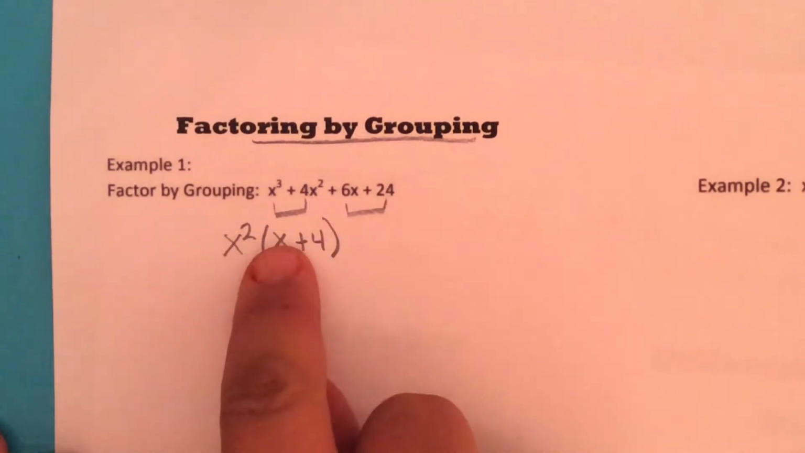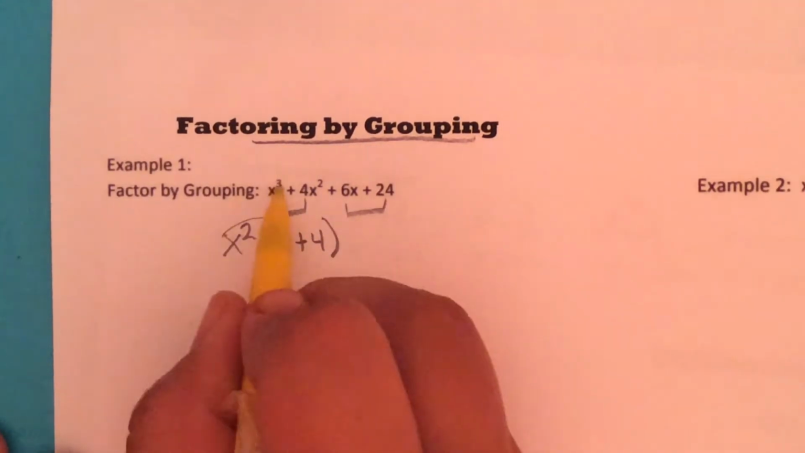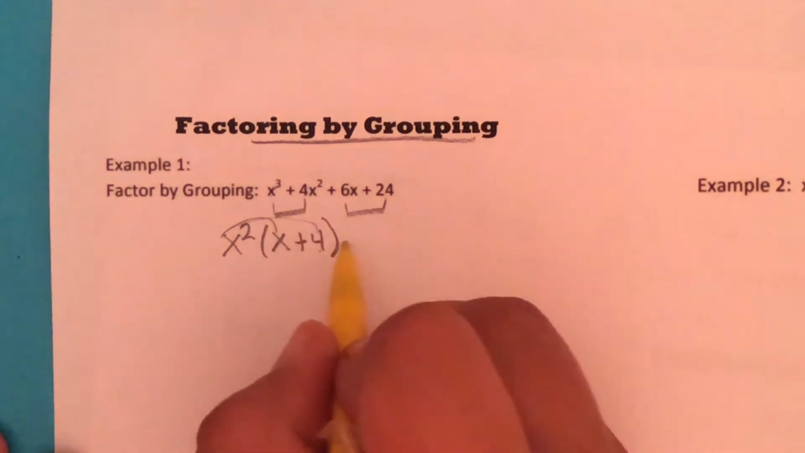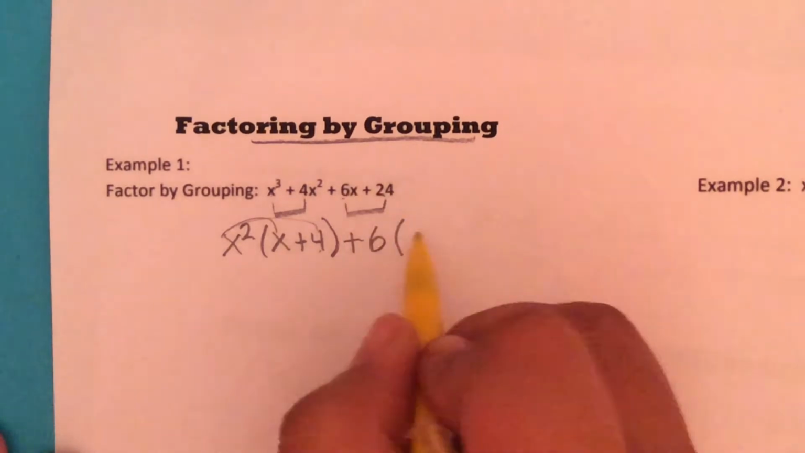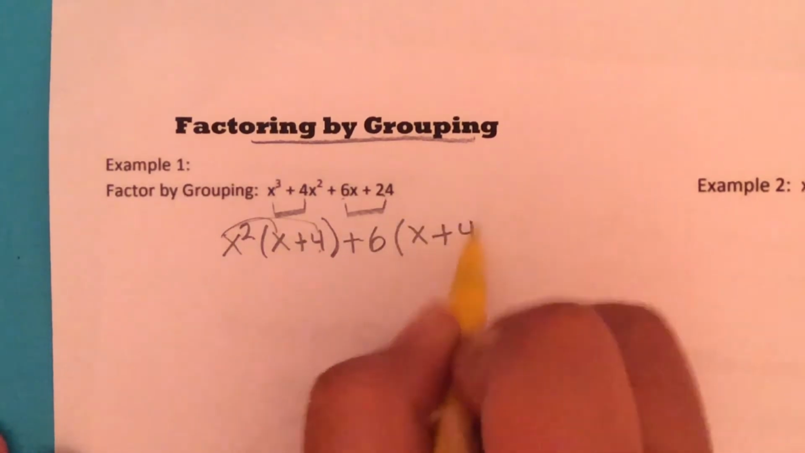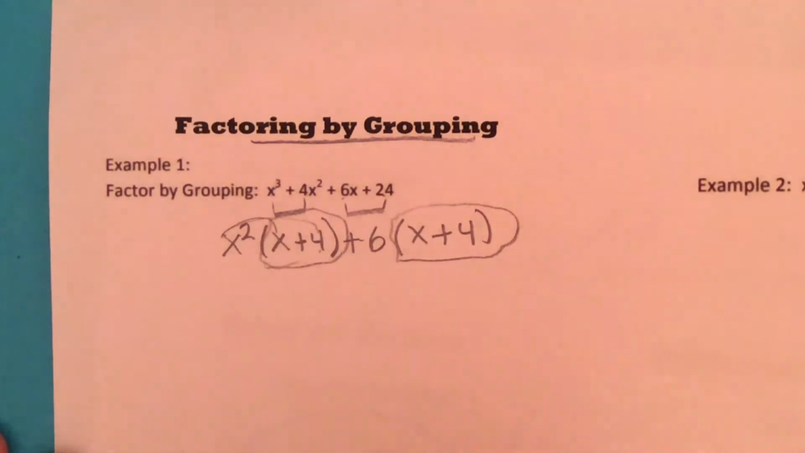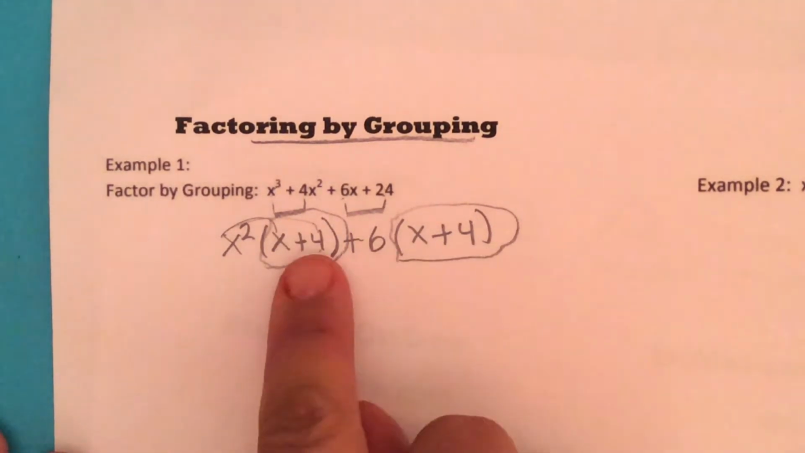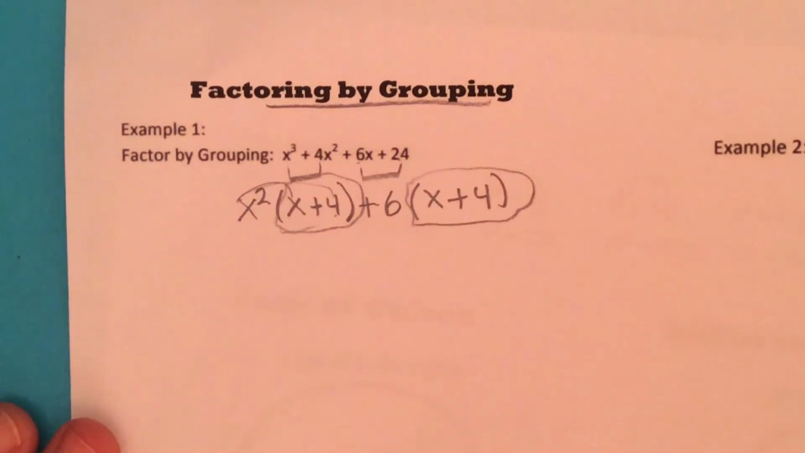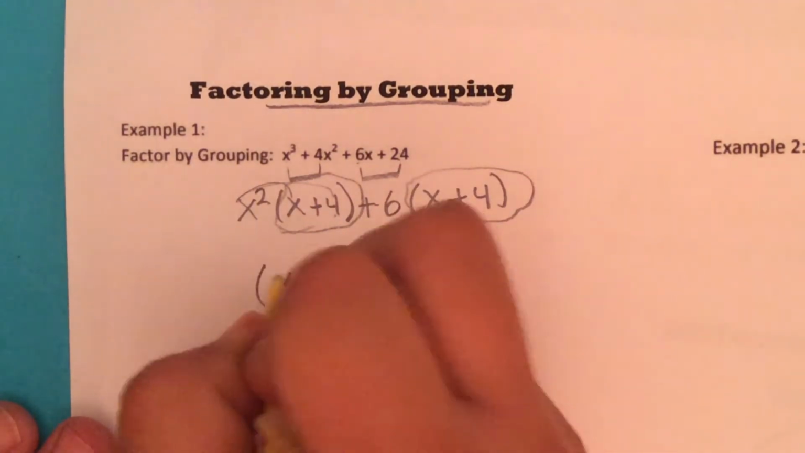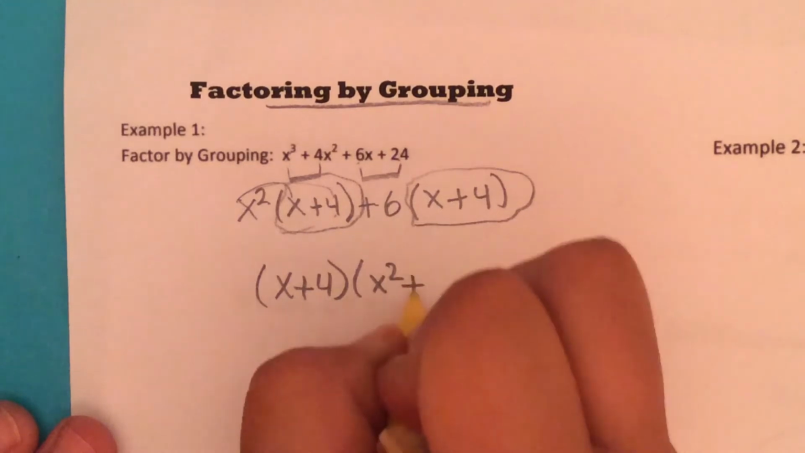If I multiply x squared times x, I get x cubed. If I multiply those two, I get that. And if I multiply that, I get that. And then here, 6 is the common factor for those two. So that's x plus 4. Notice that you're always going to have two that are the same. So x plus 4. If you do not get two things that are the same, then you can't factor by grouping. Okay, so then you're going to have x plus 4 times x squared plus 6.